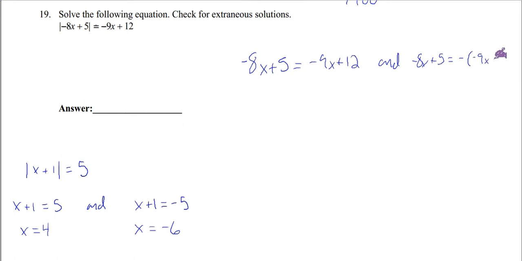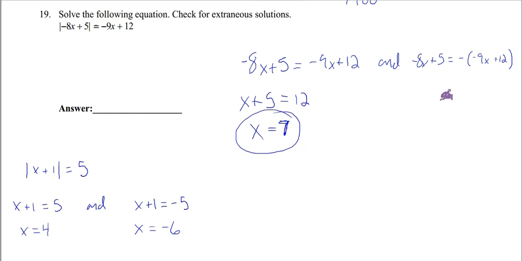Negative 9x plus 12, the opposite of that. Just like this. Solving for x, I'm going to add 9x to both sides. I get a positive x plus 5 equals 12. X equals, subtract 5 from both sides, I get 7. X is 7. Maybe that works, and maybe it doesn't. So we've got to test it here in a minute.